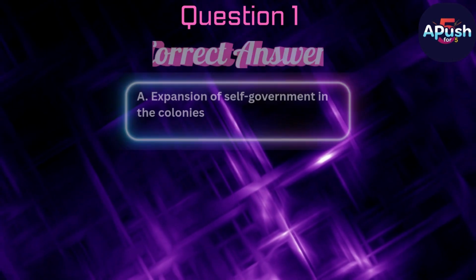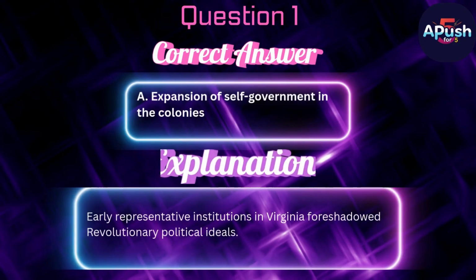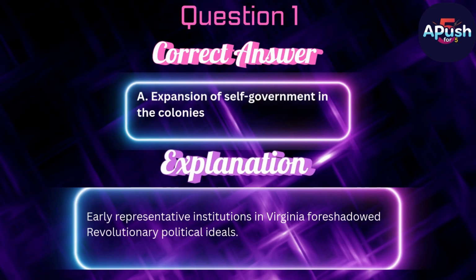The correct answer is A. Expansion of self-government in the colonies. Early representative institutions in Virginia foreshadowed revolutionary political ideals.